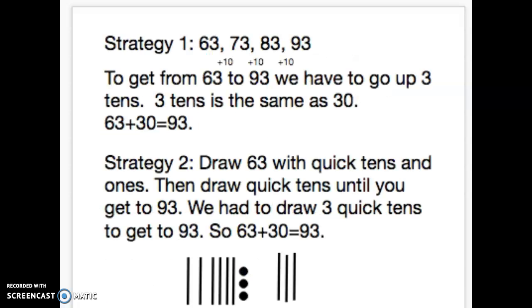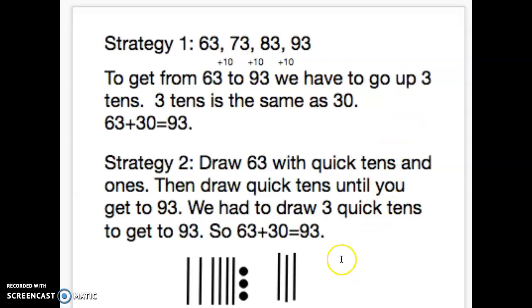Strategy 1 looks like this. You start with 63, and to get from 63 to 93, we have to go up 3 tens. 63 plus 10 equals 73. 73 plus 10 equals 83. 83 plus 10 equals 93. So 3 tens is the same as 30. So 63 plus 30 equals 93.